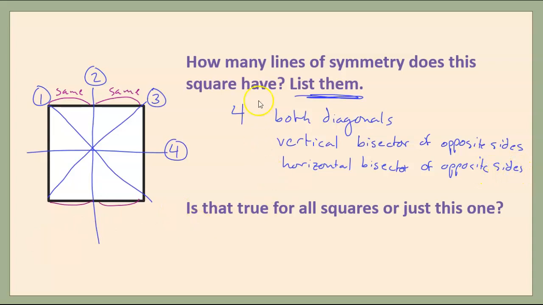Now, is that true? Do all squares have 4 lines of symmetry? Or is that only true for this square we're looking at? What do you think? Would all squares' diagonals be lines of symmetry? And would all squares' vertical and horizontal bisectors be lines of symmetry? What do you think?